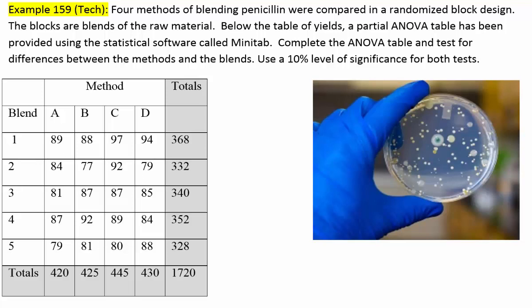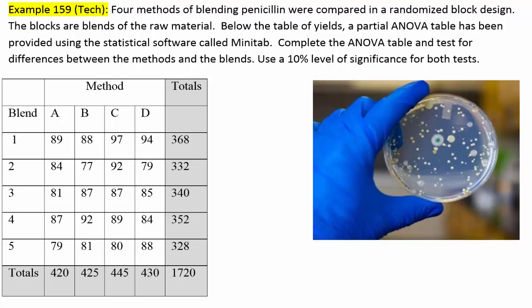Example 159 tech. Four methods of blending penicillin were compared in a randomized block design. The blocks are blends of the raw material. Below the table of yields, a partial ANOVA table has been provided using the statistical software called Minitab. Complete the ANOVA table and test for differences between the methods and the blends. Use a 10% level of significance for both tests.